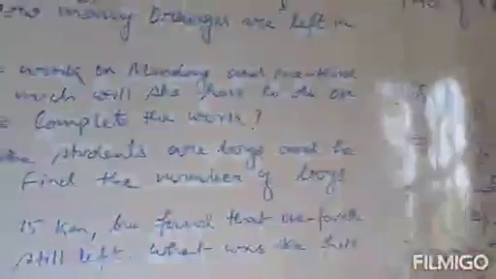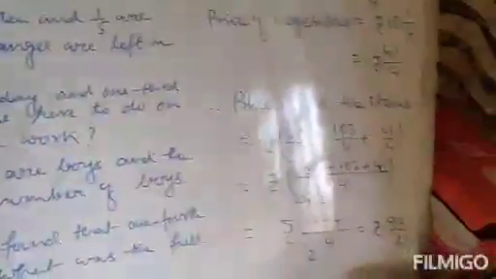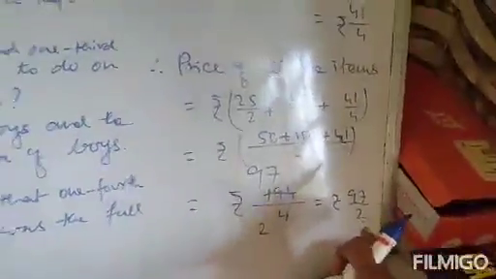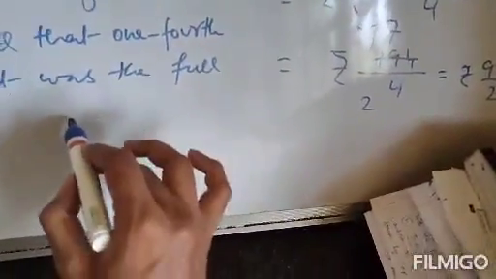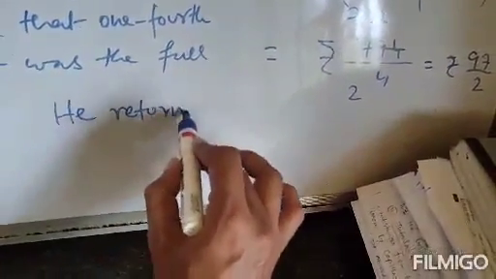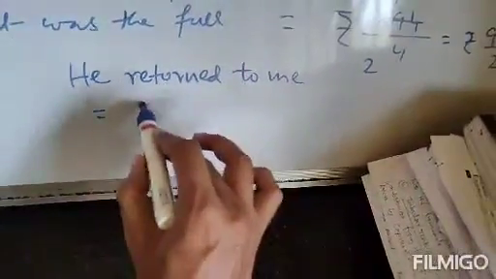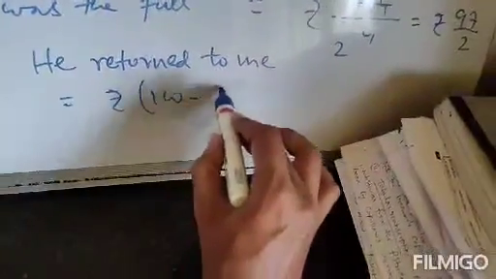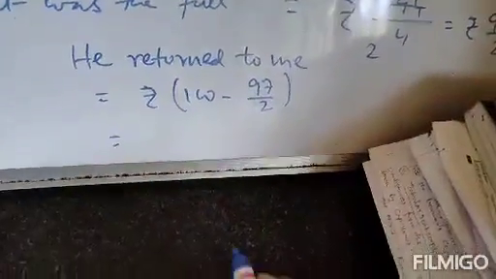Okay, so I have given a 100 rupee note to the shopkeeper, so he will return, we will subtract the price of all the items from the 100 rupees note. So just write here, he returned to me equals rupees 100 minus 97 by 2. This amount of money he will return to me.